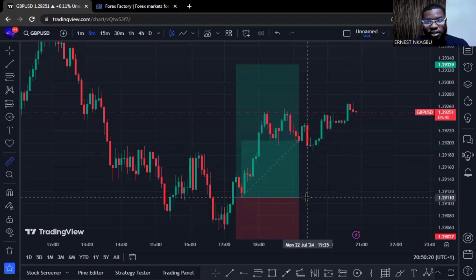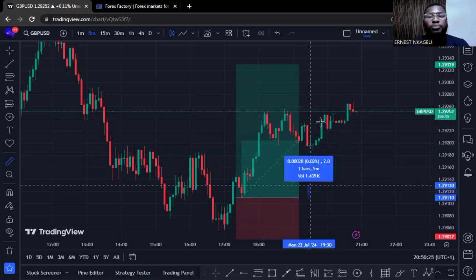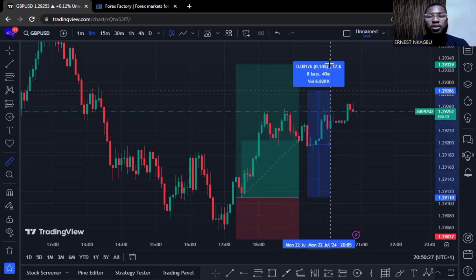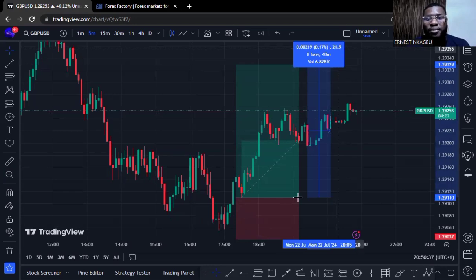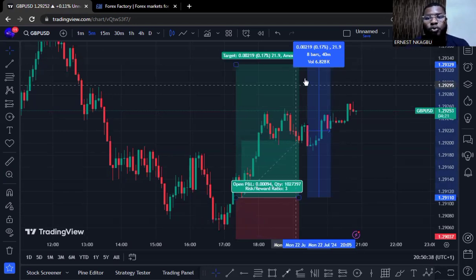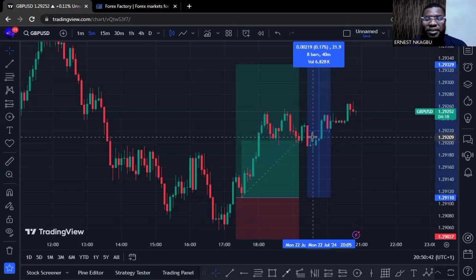so I'll come here. This is my entry. I will just tap it. Then you take it up to your TP, where you are expecting TP. So this is 21.9. So from here to here is giving us 21.9 pips. Do you see how easy it is? So technology has made it easier for us to calculate these pips.